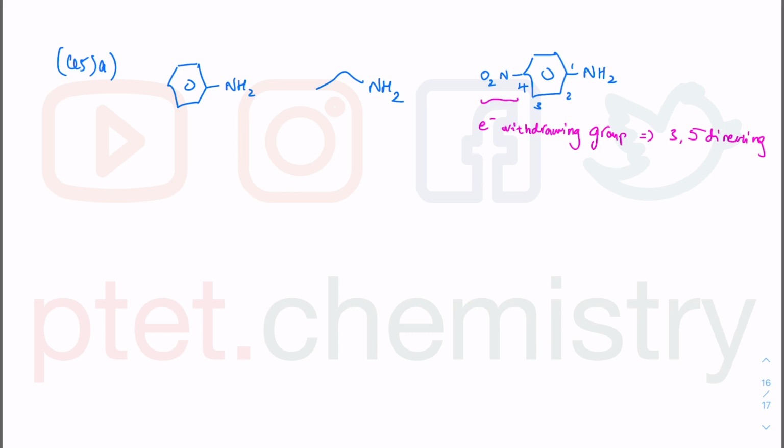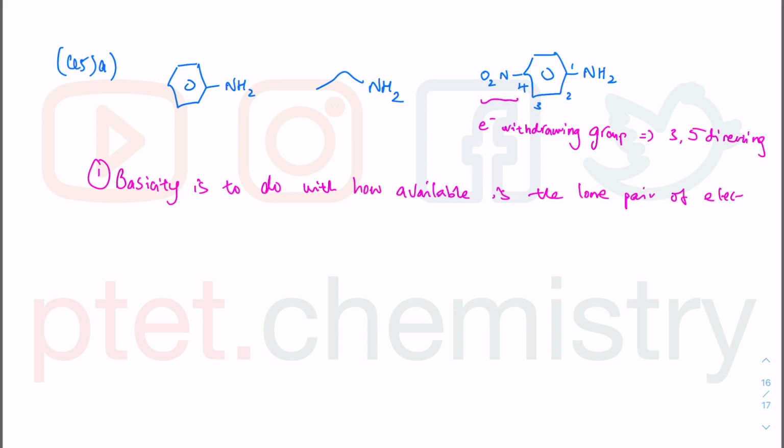Anyway, basicity. What is basicity to do with? So I'm going to start by explaining first. Basicity is to do with how available is your lone pair on the nitrogen. Is the lone pair of electrons on the nitrogen available to do what? To accept H+.